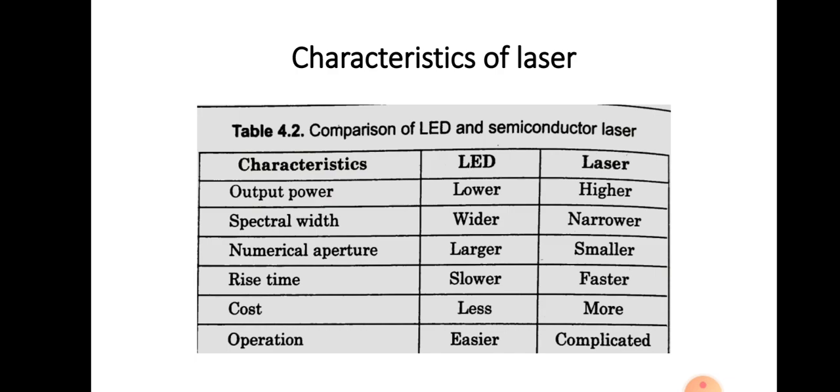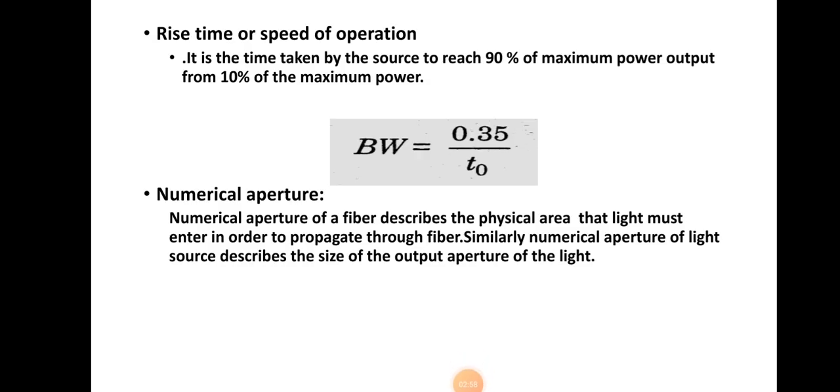So next is the numerical aperture, and the numerical aperture of LED is larger than that of the laser. That means the laser has a small numerical aperture. In the case of a fiber, we have discussed that numerical aperture represents the light gathering capacity of a fiber. The numerical aperture of a fiber describes the physical area that light must enter in order to propagate through the fiber. Similarly, the numerical aperture of the light source describes the size of the output aperture of the light.